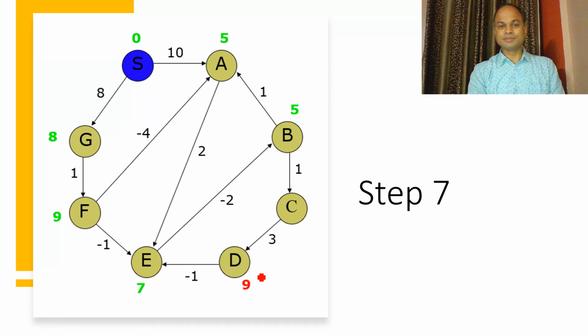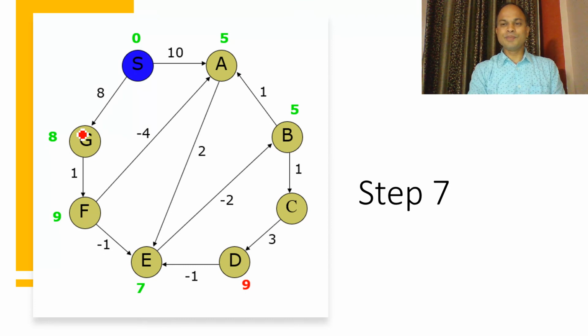In this algorithm, the distance from S to A is 5. Distance from S to B is 5. Distance from S to C, 5 plus 1, is 6. Distance from S to D is 9. Distance from S to E is 7. Distance from S to F is 9. Distance from S to G is 8.